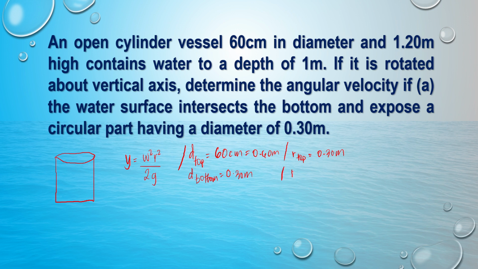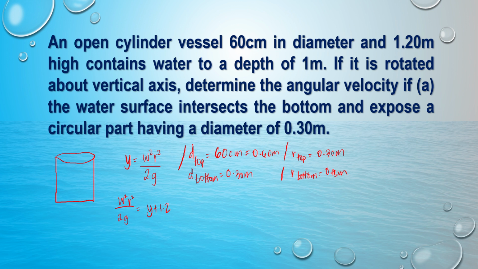Then your radius at the bottom will be 0.15 meters. Okay? Let's try to find your W or your angular velocity. W squared R squared over 2G is equal to your Y plus 1.2, your total height.